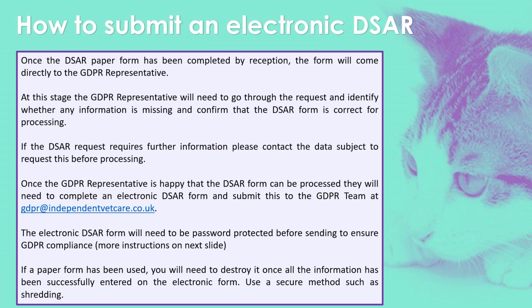To do this, you should go through identifying any information that might be missing, and that the identification that's been supplied has been sufficient to meet the needs. If the DSAR request requires further information, you should contact the data subject or the requester directly before processing the form to the GDPR team at Central Support.